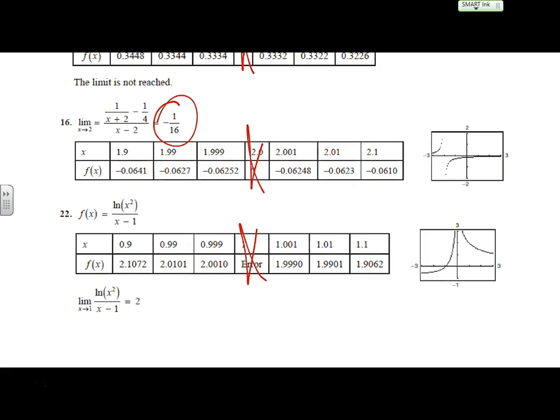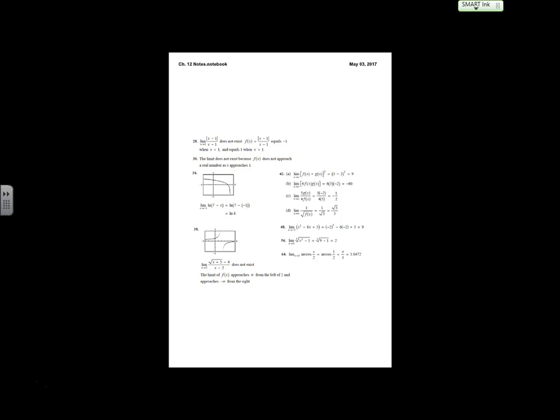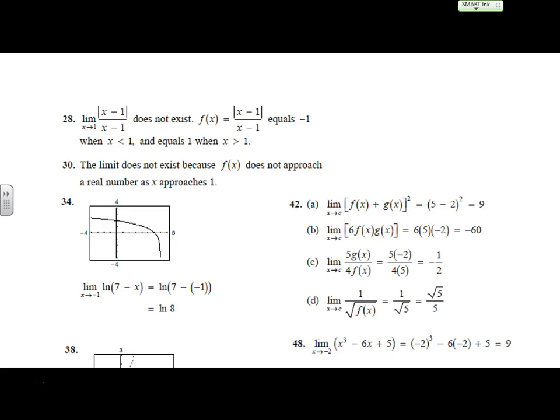The table, you're just kind of exploring. And then number 22, the final answer is 2. Once again, the limit's not reached because if you try plugging in, it doesn't work. That doesn't mean we can't solve it. We just need section 12.2, so we've got to get there. Number 28. Do they have you using a table or a graph in 28?